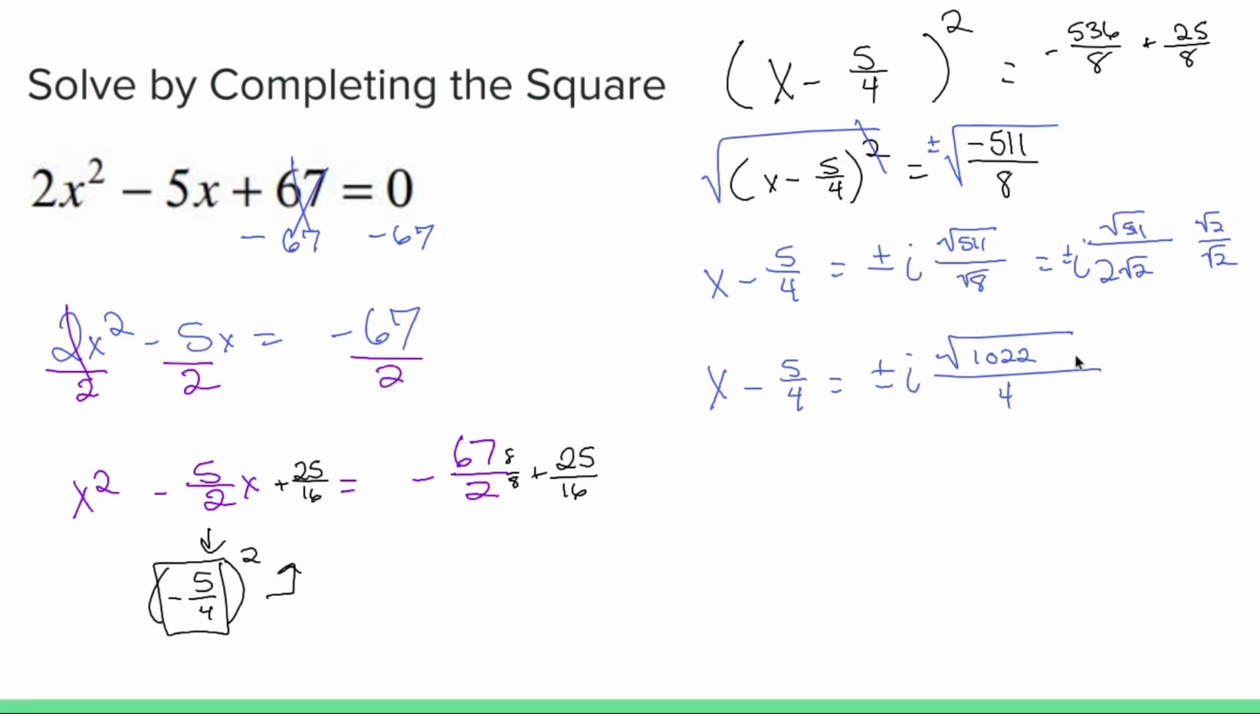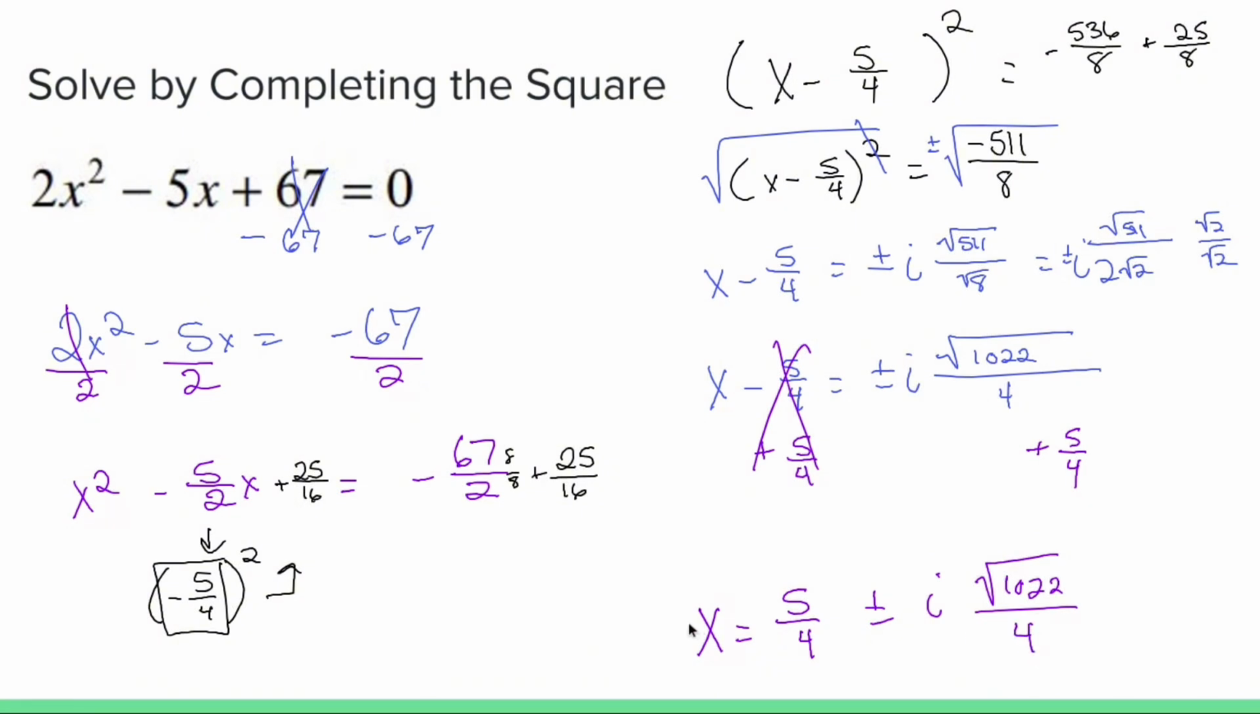Now the square root of 1022, you can't do anything with. You can't. I just paused the video and checked. So we're stuck here. But the way we're going to end this problem is we're going to add 5 over 4 to both sides. And our answer is going to look like this. x equals 5 over 4 plus or minus i times the square root of 1022 over 4. Completing the square is a nightmare at times. I'm not a fan of it. So the next few videos are about the quadratic formula, which is so much nicer.